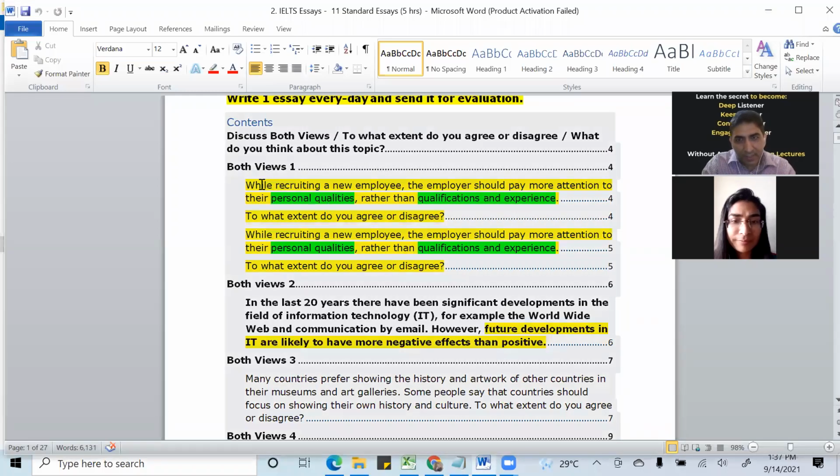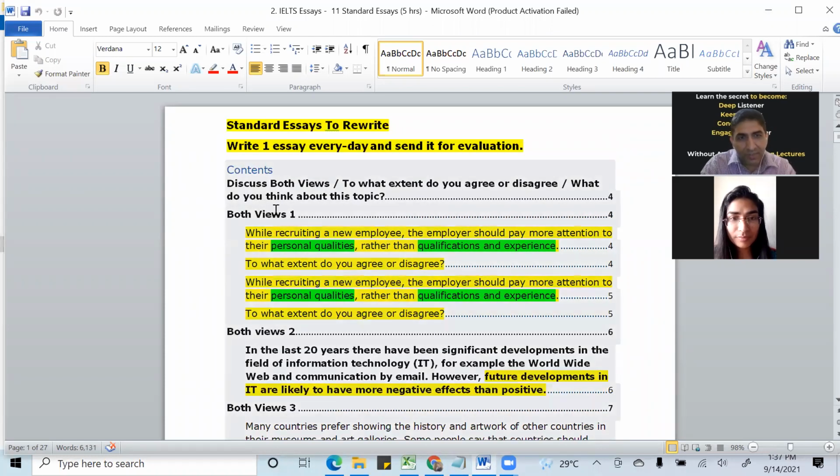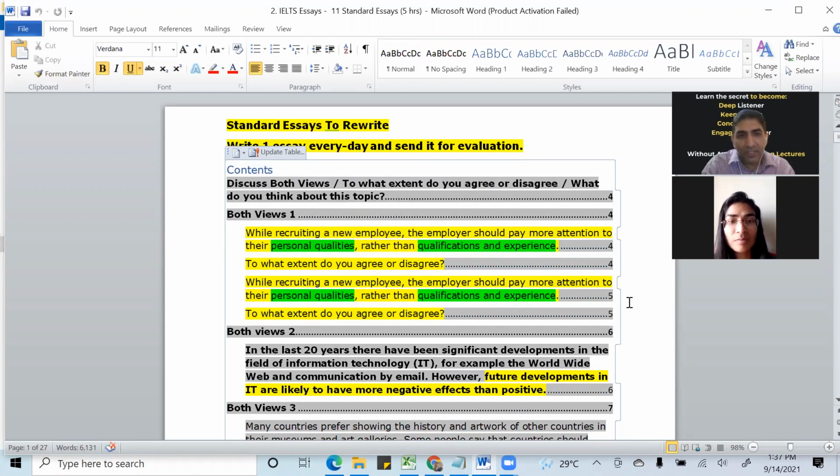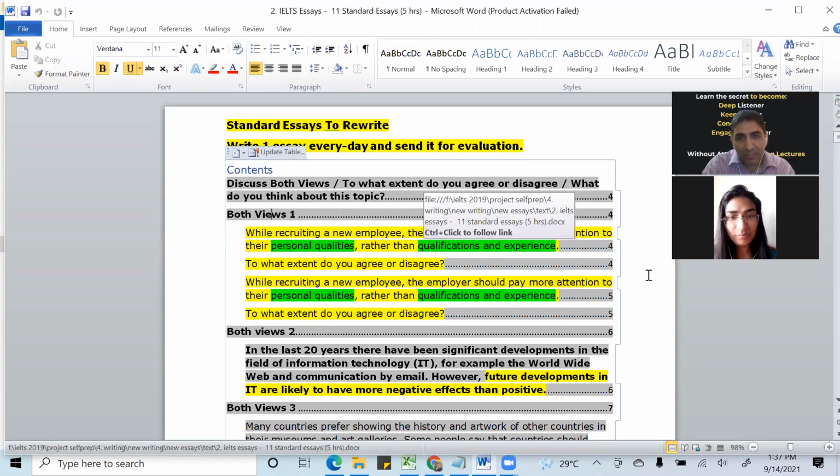Look at this. These are the essays here, and they are categorized on the basis of different types. Like the first one is discuss both views. So this one is about discussing both the views. While recruiting a new employee, the employer should pay more attention to their personal qualities rather than qualifications and experience.